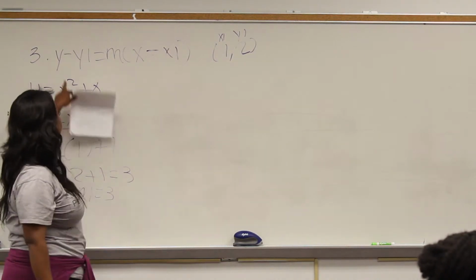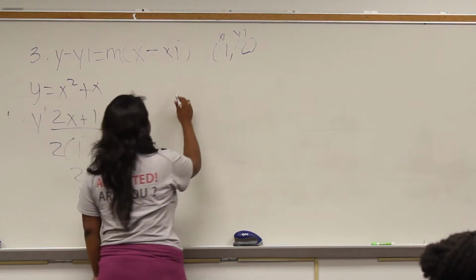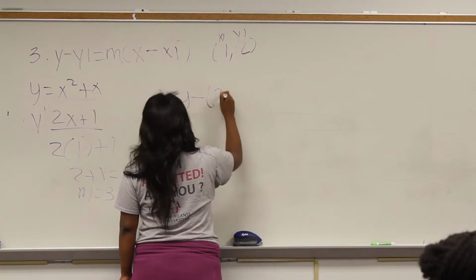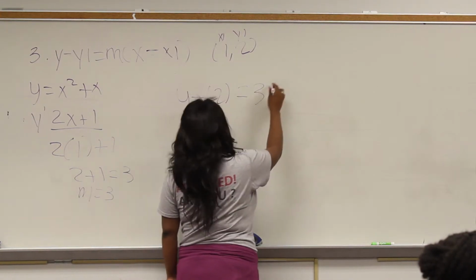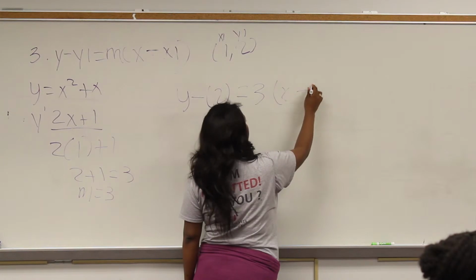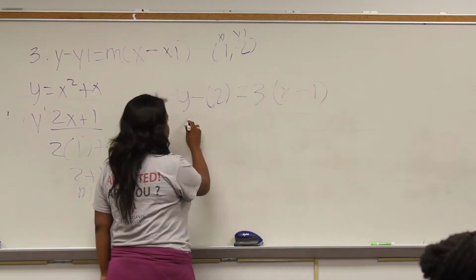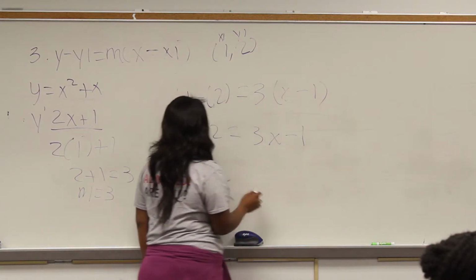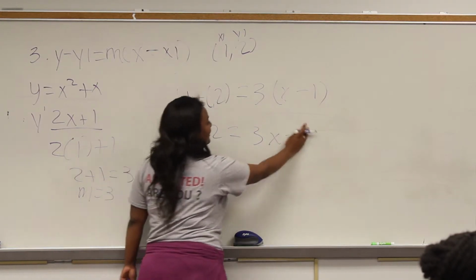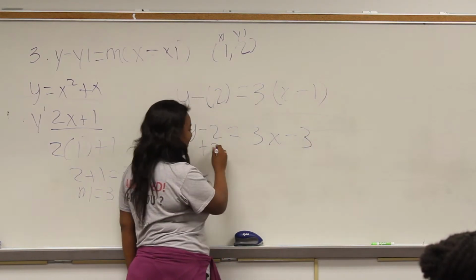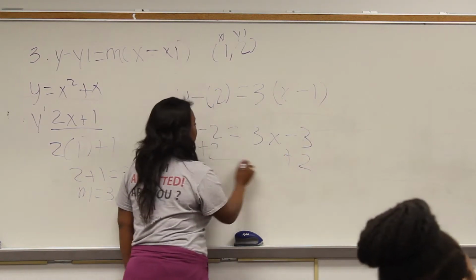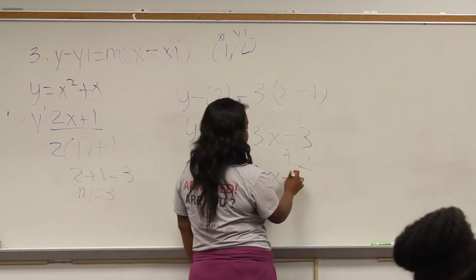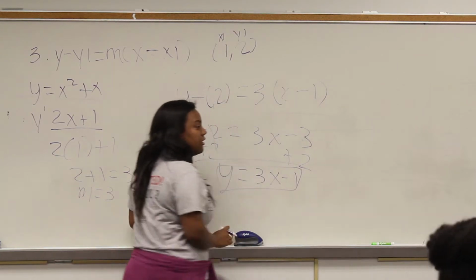And once you find your slope, you plug it back into the point slope formula. Well, this will be 2. And then you solve, so it'll be y minus 2 equals 3x minus 1. And then minus 3. And then plus 2 on both sides. And it cancels out. So y equals 3x minus 1. And that's your answer.